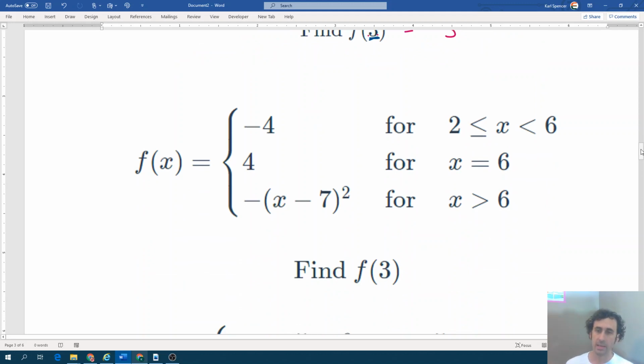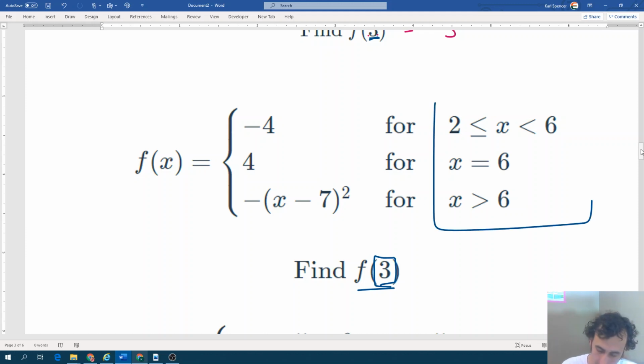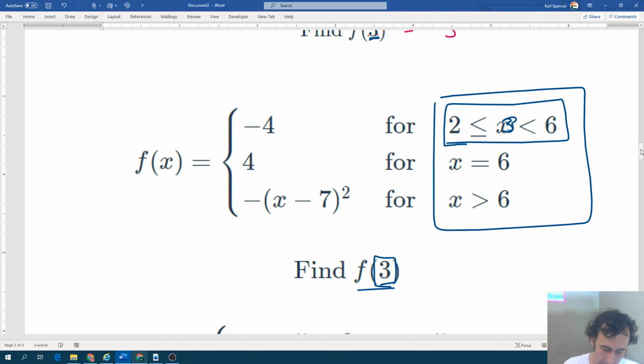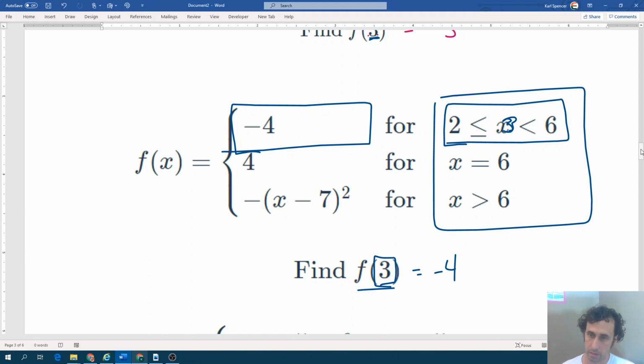How about this one? Solve for f of x when x is 3. Again, I'm going to look to see which of these intervals 3 falls into. 2 less than x less than 6. If I put a 3 in here, is that a true statement? Is 3 between 2 and 6? Well, it is. This 3 falls in that interval. That means this is the equation we're going to use. Again, this time there are no x's in the equation, so my answer is going to be -4.